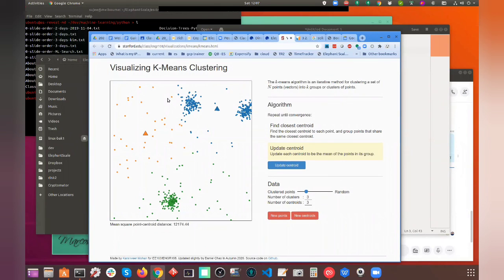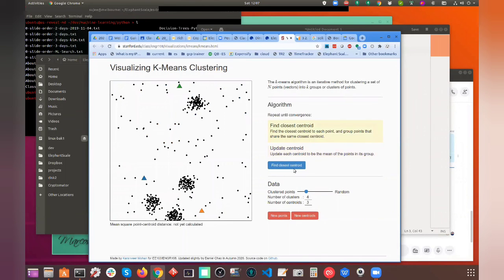So maybe you say, what if I want four clusters? I say, there we go. You get the idea. As we keep going through, you guys get the idea. Every iteration, the grouping gets more and more refined.